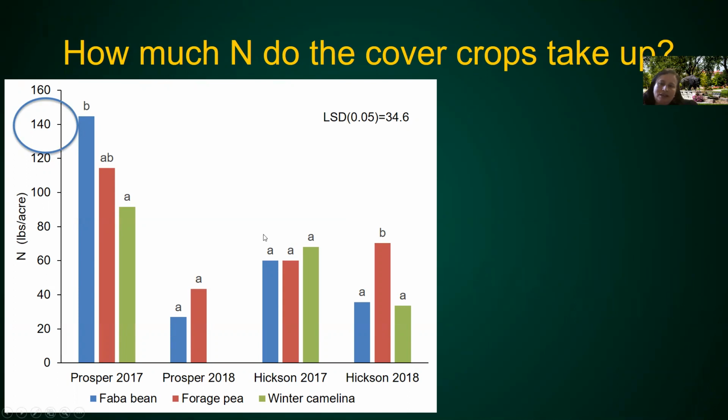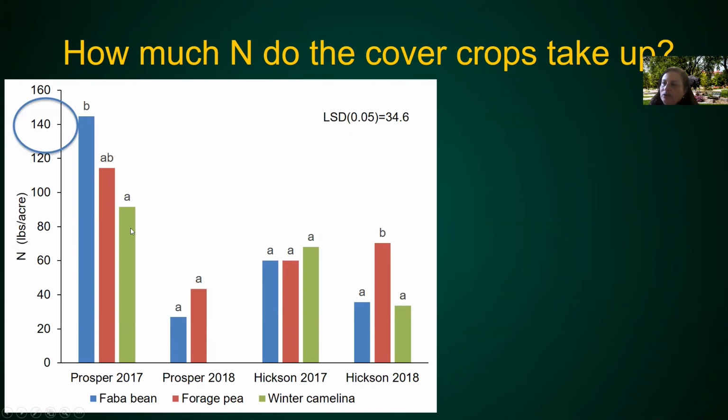Here you can see we have different locations and years, 2 years and 2 locations. This is in the fall, planted right after wheat, and then harvested sometime at the end of October or November. And you can see that the nitrogen taken up by these plants depends a lot on the season, on whether we have water for the cover crop to grow and how long the season is for it to grow. You can see in 2017 at this location, we had all the conditions for the cover crop to grow, and they grew really fast. Both fava bean and forage pea had the most growth and the most nitrogen.